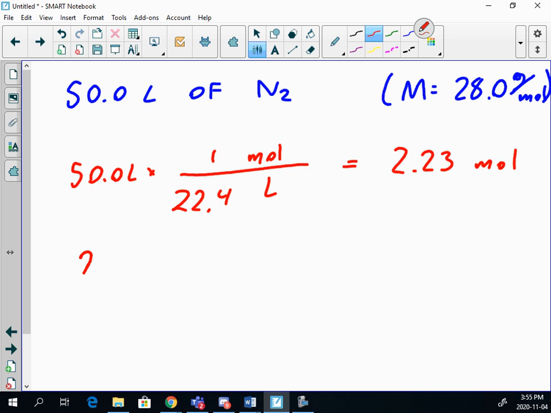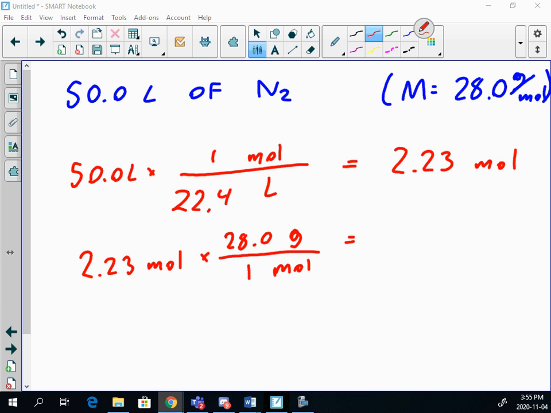All right, let's find the mass. If I have 2.23 moles, and I want to move away from moles and towards grams, I can take advantage of the fact that I know that there are 28 grams in a mole of nitrogen gas. So I can do 2.23 times 28, and I can get 62.4 grams.